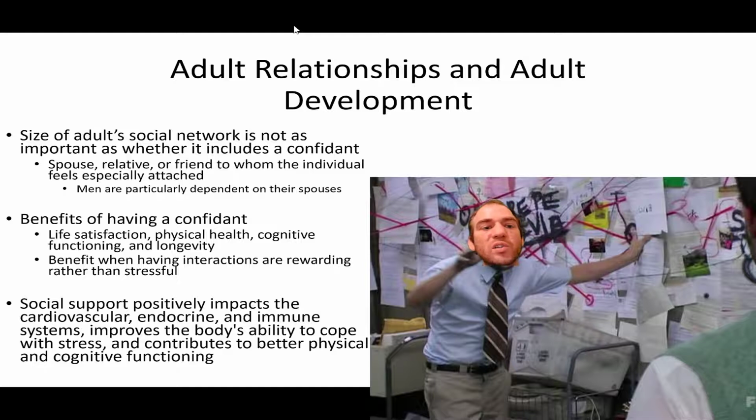But the size of adults' social network is not as important as whether it includes a confidant, a spouse, a relative, or friend to whom the individual feels especially attached. Men are particularly dependent on their spouses. The benefits of having a confidant include increased levels of life satisfaction, physical health, cognitive functioning, and longevity. Benefits occur when interactions are rewarding rather than stressful. Social support positively impacts the cardiovascular, endocrine, and immune systems, improves the body's ability to cope with stress, and contributes to better physical and cognitive functioning.